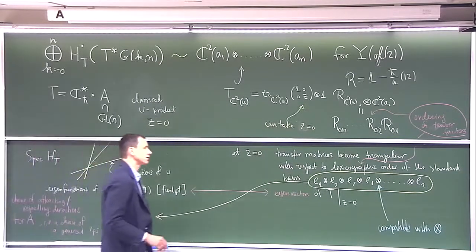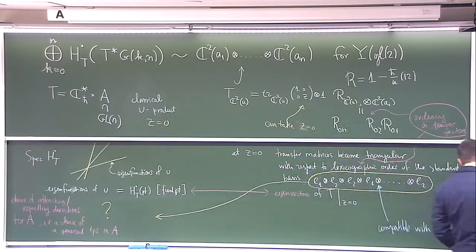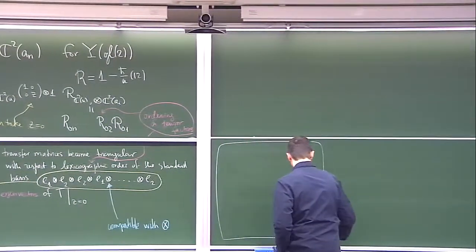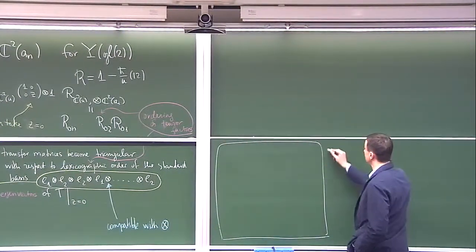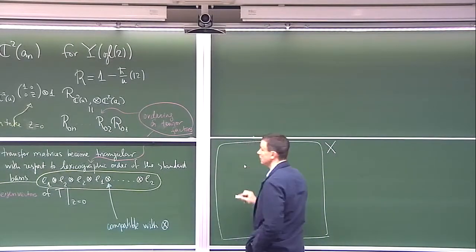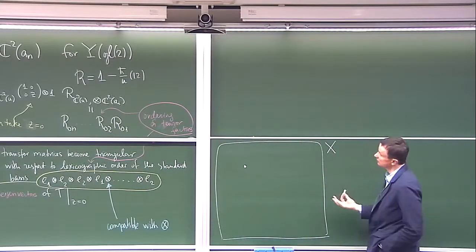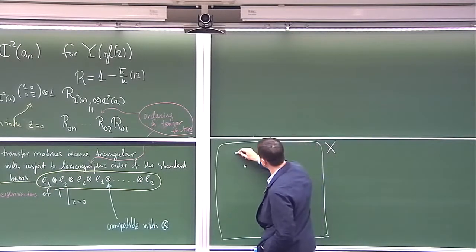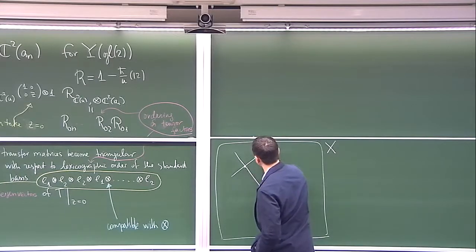So what does this choice look like? Here is my X, and I have some fixed point. Now at the fixed point, my torus, since it preserves the symplectic form, will have some attracting and some repelling directions.